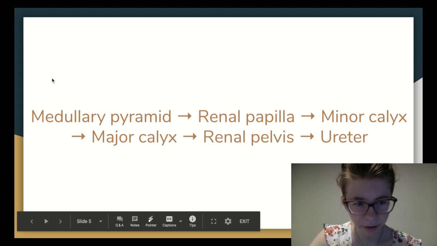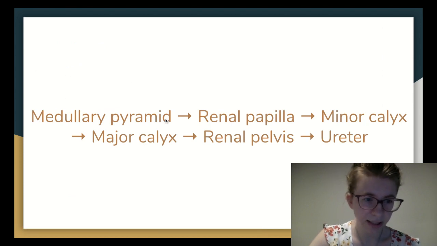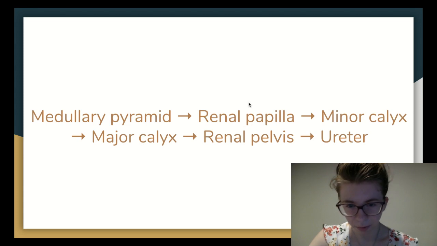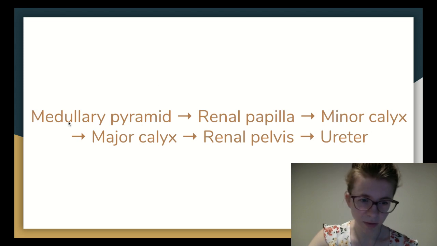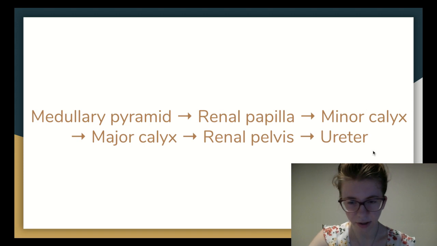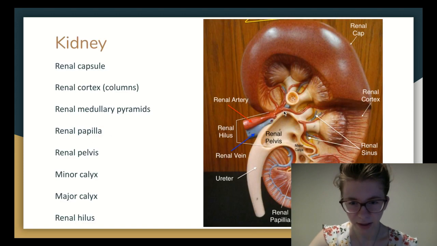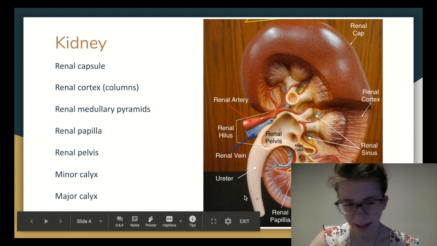Okay, so here's the flow. So your urine is produced, and then we have it going through the medullary pyramid, through that renal papilla, which is the tip of the pyramid, through the minor calyx, dumping into a major calyx, into the renal pelvis, and then finally into the ureter. So that renal pelvis is, again, just a dilation or a widening area where all of this urine is going to be dumping into to then exit the body.